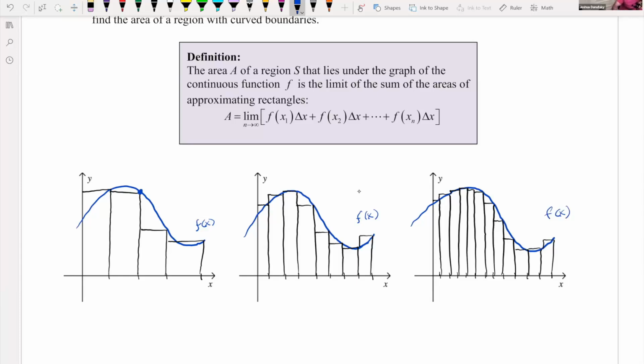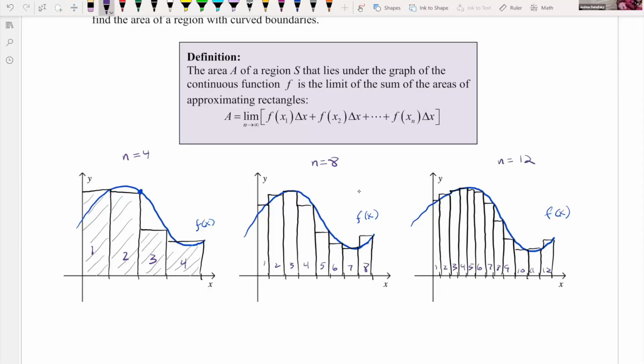And so we count our rectangles. We're talking about areas of rectangles. So we're looking at the area here, plus the area here, and plus the area there, and so on and so forth. In this case, we've got 1, 2, 3, 4 rectangles. So we say n equals 4. I think here n equals 8, 1, 2, 3, 4, 5, 6, 7, 8 rectangles here. Here I've got 12 rectangles, n equals 12.